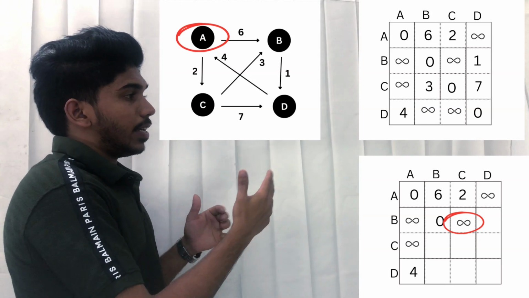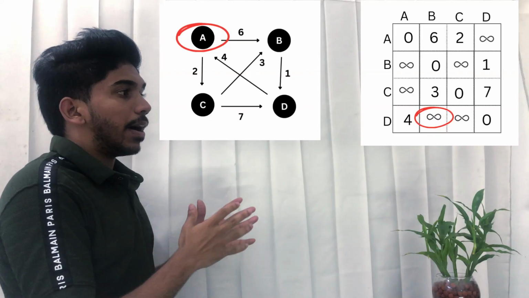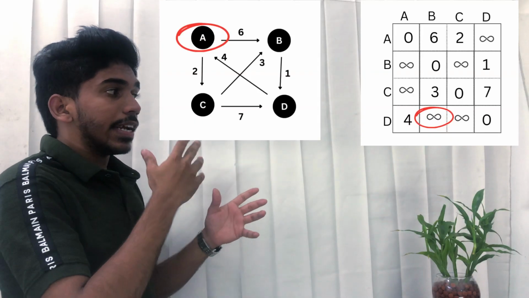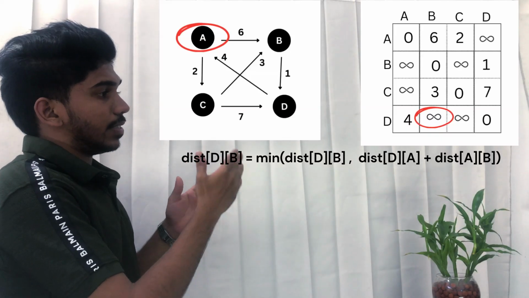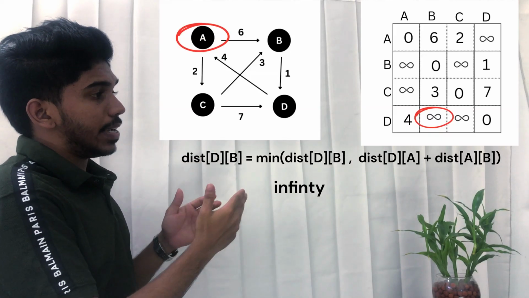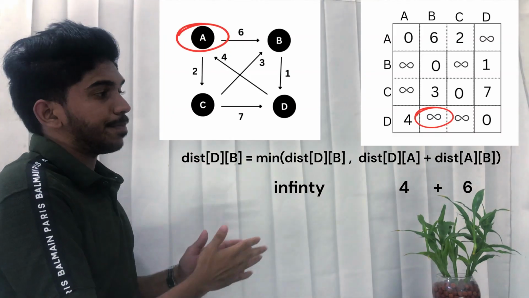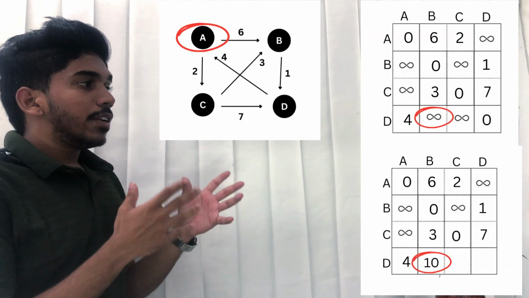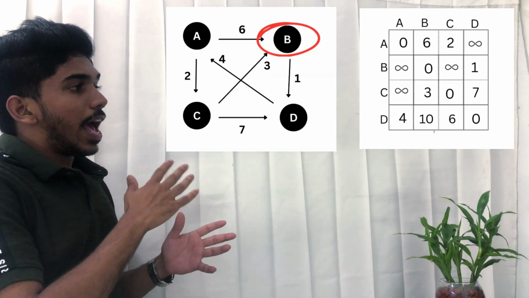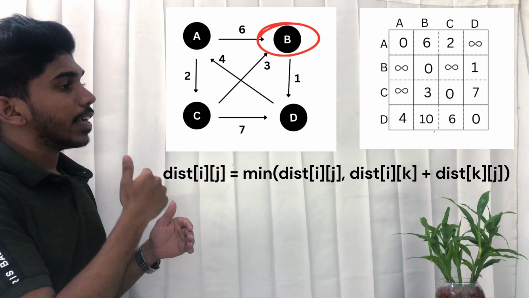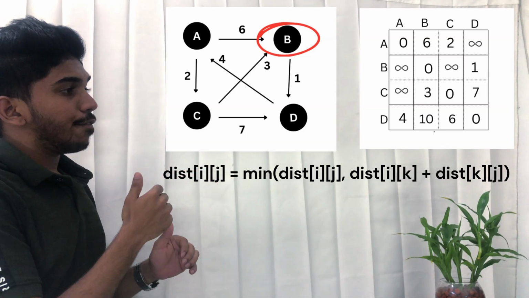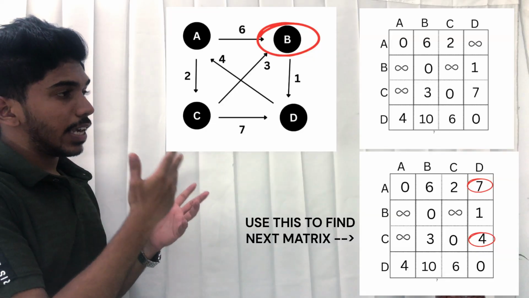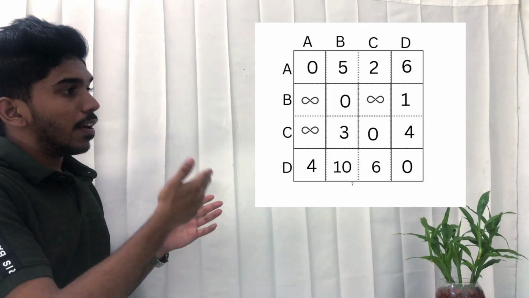When we come to D to B, it is previously infinity. But with intermediate vertex A, we can use the formula like this. D to B is infinity and D to A plus A to B is 4 plus 6. It is 10. The smallest one is 10. So we put 10 in this matrix. After finding this matrix, we use it to create the next matrix where k equals B. As previously mentioned, using this equation, we can get the new values. After finding B, we use it to create the matrix for k equals C. After finding C, we use it to create the matrix for k equals D.